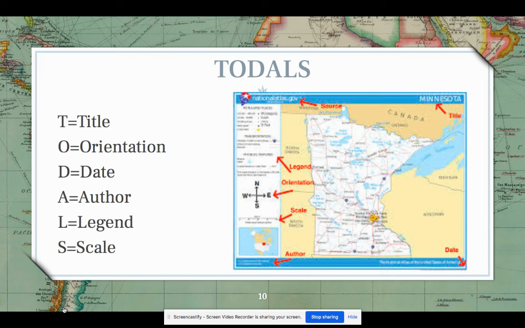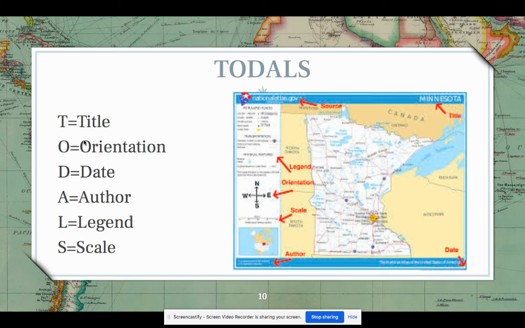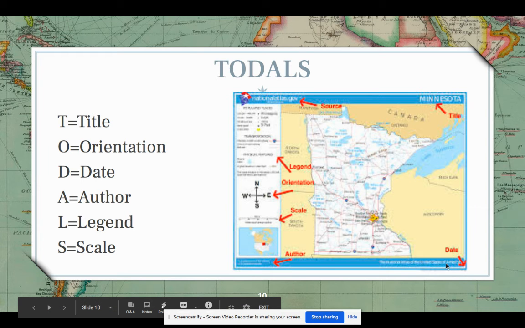So to wrap it all up, here is an example of a map with all the TODALS elements on there. We've got the title at the top. Ideally it should be more centered, but this is just how this map was. The orientation, which is that compass rose, north, south, east, and west. You've got the date sandwiched down here in the corner. Usually, the bottom part of the map is the date. The author who created the map right here.